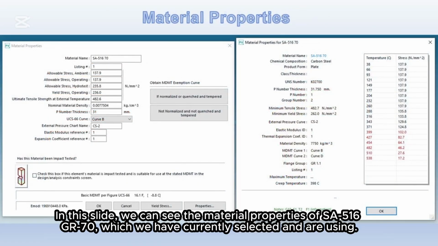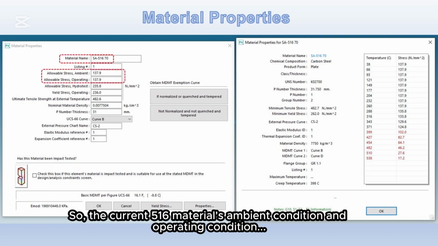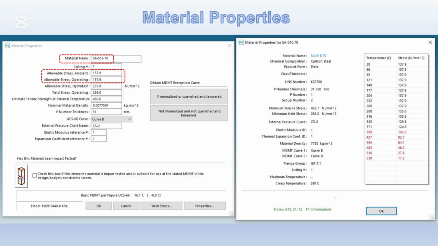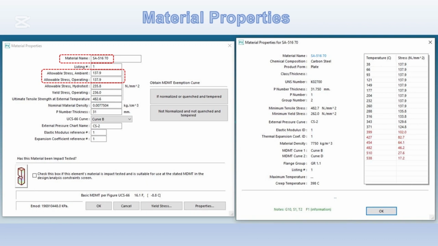In this slide, we can see the material properties of SA516 grade 70, which we have currently selected and are using. So, the current 516 material's ambient condition and operating condition. The ambient condition refers to the temperature of the current environment, as everyone knows. The operating condition refers to the state when the vessel is actually operating, specifically under the design temperature.